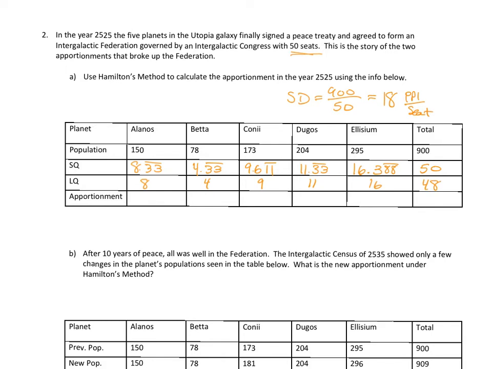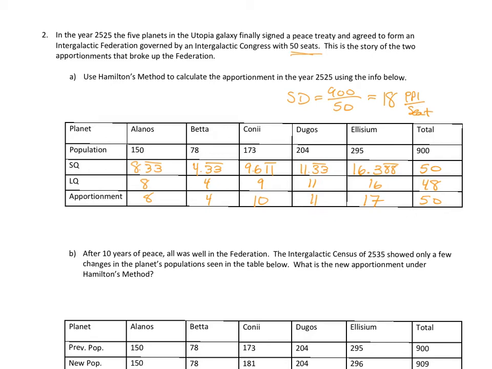I'm going to give them to the largest decimals. So the 0.6 is the largest, and then 0.38 is bigger than 0.33. So I'm going to give it to Coney. They get an extra seat, and Elysium, they get an extra seat. And the others just get their lower quota. And that's 50 seats.